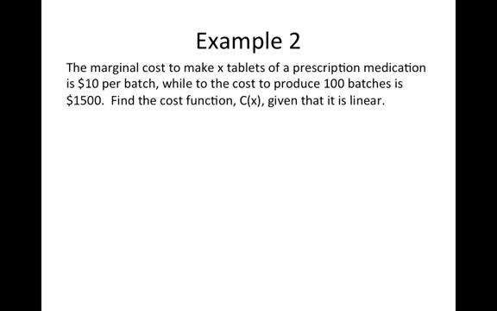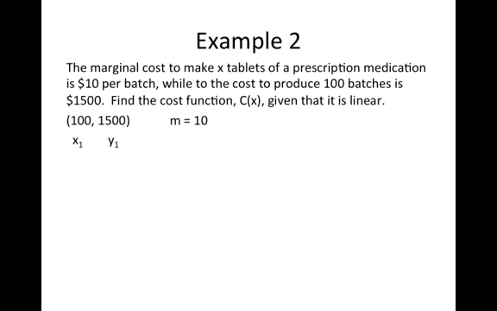The marginal cost to make x tablets of a prescription medication is $10 per batch, while the cost to produce 100 batches is $1,500. Find the cost function given that it's linear. All right, so we know we have a linear function, and we can define that function if we're given the slope and the y-intercept, the slope and a point, or the slope and 2 points. So let's look at what we're given.